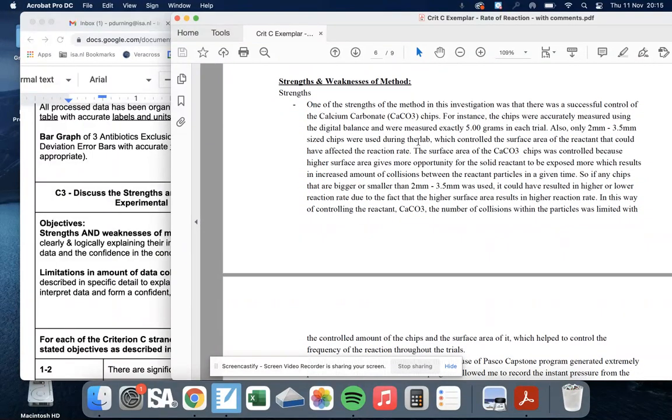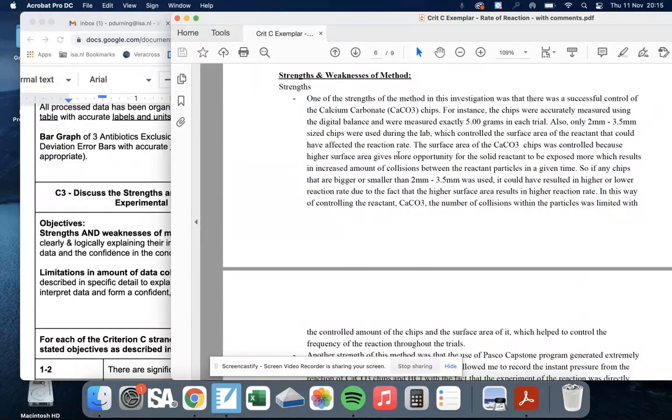They've talked about some strengths. They've focused on some control variables. That's a really good place to look when you want to think about strengths and weaknesses. In this instance, they talk a lot about surface area of one of their reactants, which was one of their control variables, and they outline a bunch of reasons why they think that was well controlled.